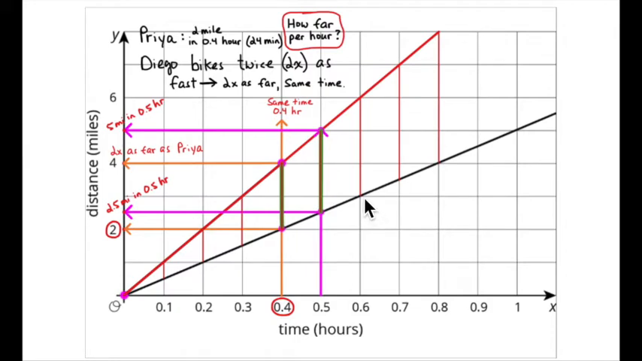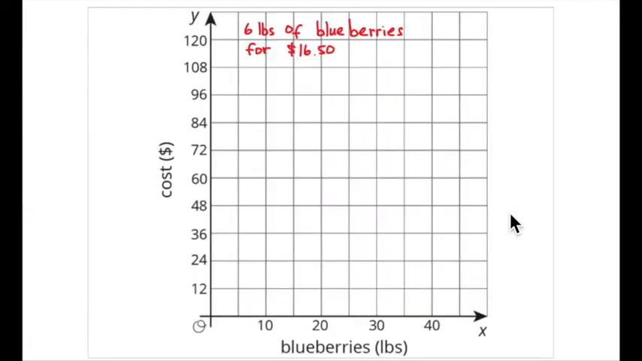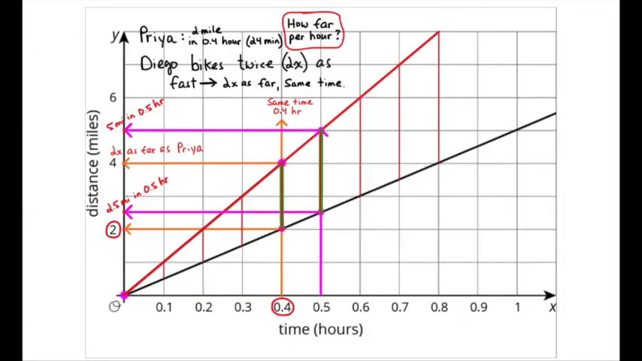Priya is 3 miles, Diego's will be 6 miles. So he's always twice as far. Notice he gets farther and farther away from Priya. He's going faster, so his distance from Priya is increasing over time. That's problem number 1.